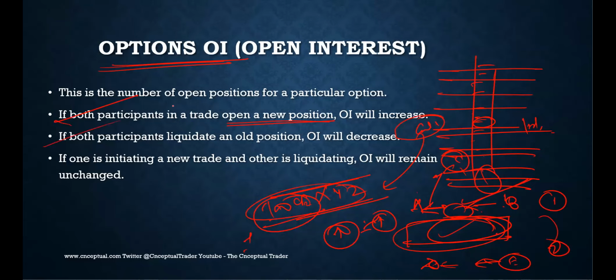If both participants liquidate an old position, OI will decrease. If both participants make a new position, OI will increase. Simple as that. OI will not get affected when the participants transfer their option to each other. In that scenario, the OI will not change. But in case of liquidation of any position, OI will decrease. In case of generation of a new position, OI will increase. If one is initiating a new trade and another is liquidating, OI will remain unchanged.